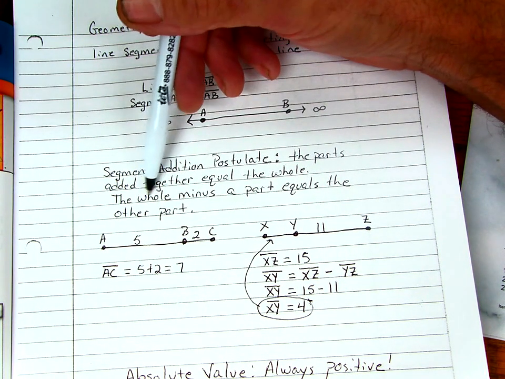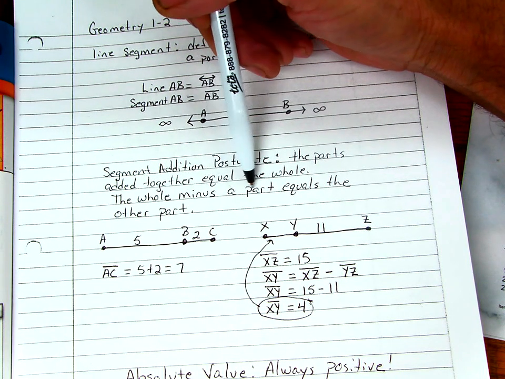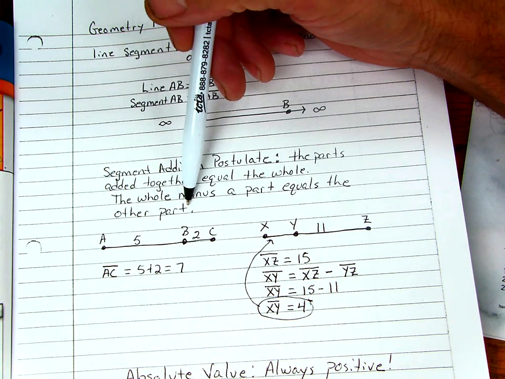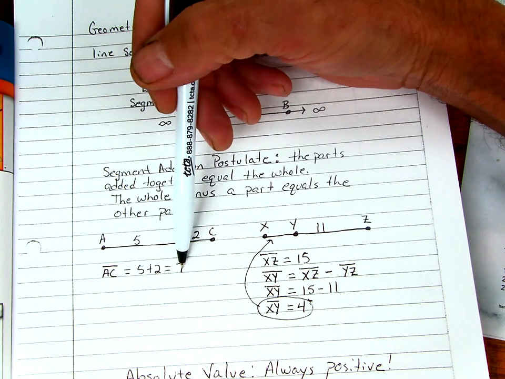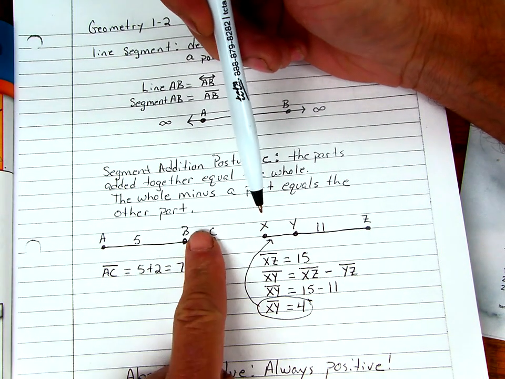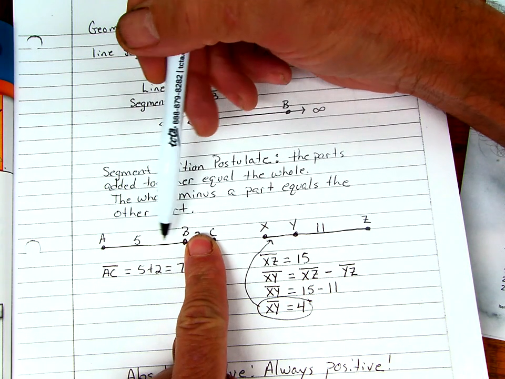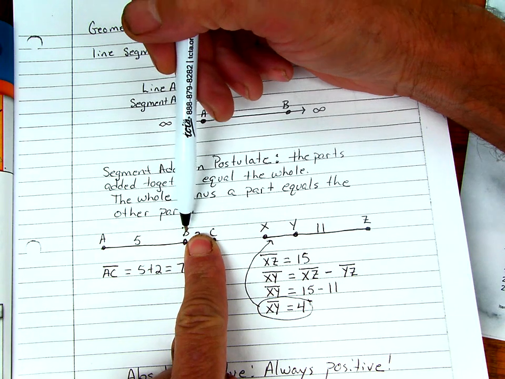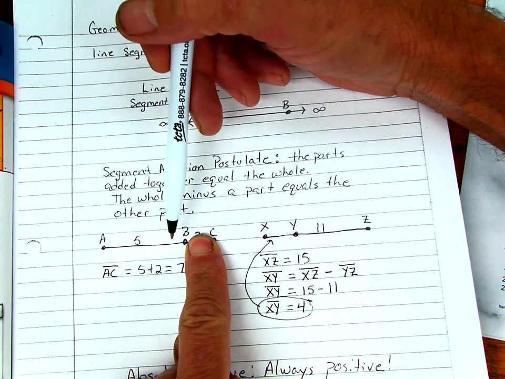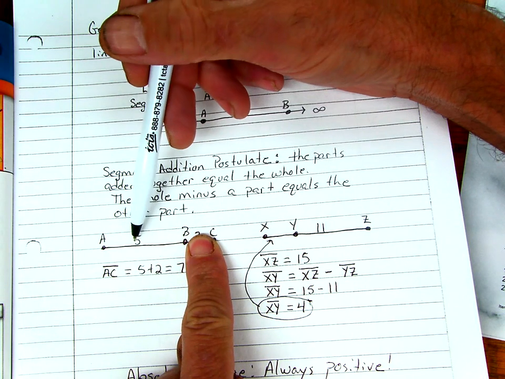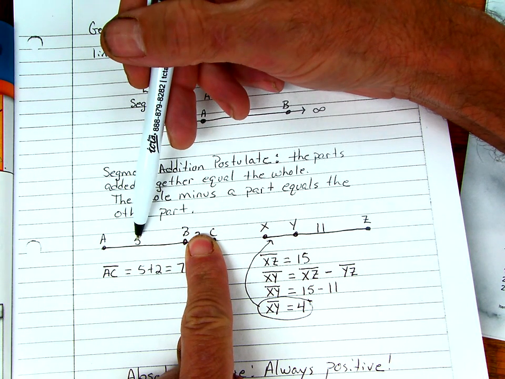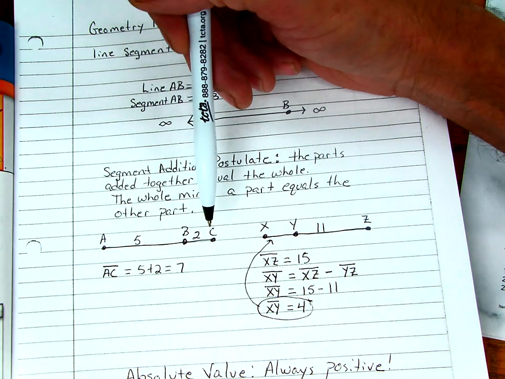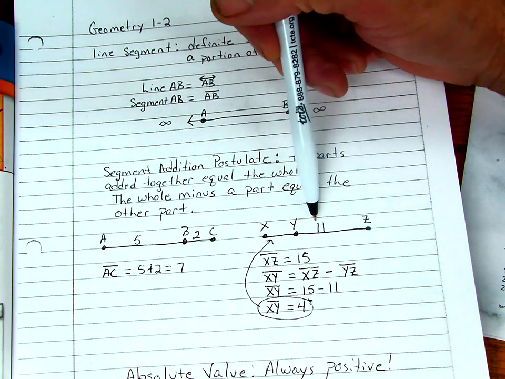However, the whole minus a part equals the other part. If I know that the entire thing is 7, and I only know that from A to B is 5, then I can calculate how far it is from B to C, since I know how much the whole thing is. 7 take away this part, the whole take away this part, equals this part. I've represented that right here.